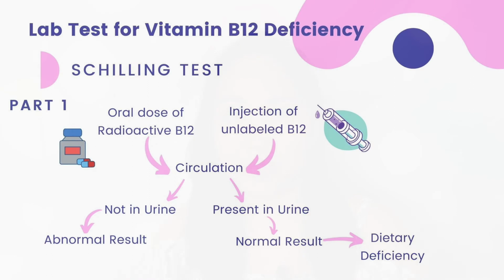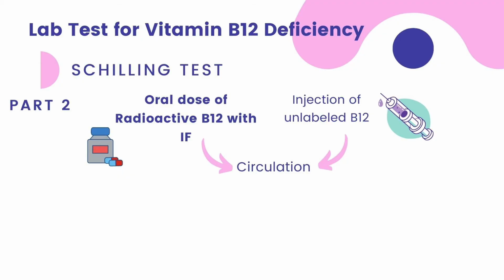It should have gone through into your circulation, and your kidney should have been able to pick that up, because that's excess vitamin B12 at that point, since all of your receptors are saturated. So that's how you know that it's effectively absorbed, if it showed up in your urine. So if it's abnormal, we go and do part 2. Part 2 of this is the same thing.